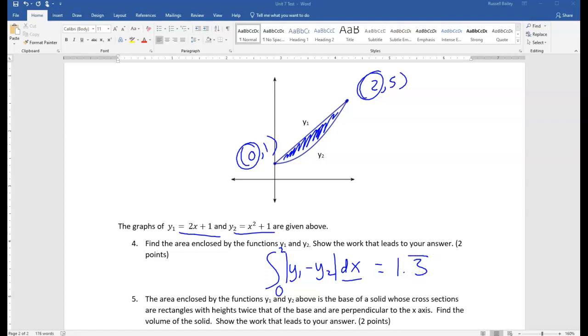1 point for setup, 1 point for answer. They're all like that. 1 point for setup, 1 point for answer.